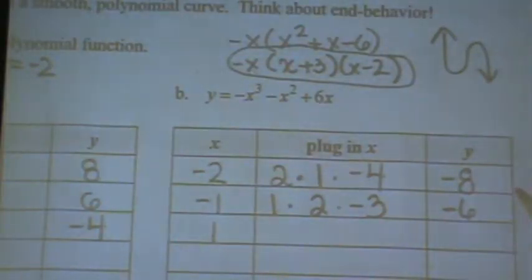I'm confused. How did you get -2, -1, and 1? How did we get these 3 numbers right here? Okay, we look at our zeros. We know these 3 are our zeros. So I want to plug numbers that are between -3 and 0, and it would be -2 and -1.